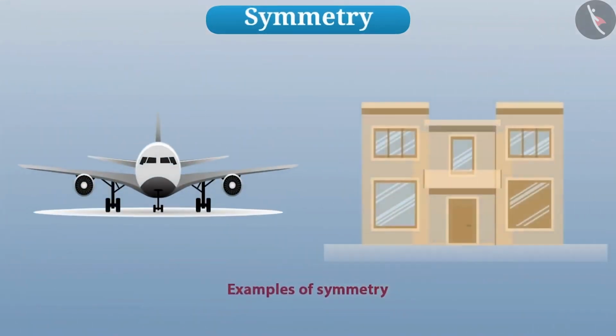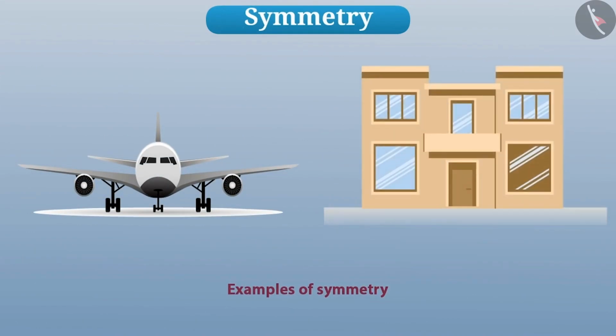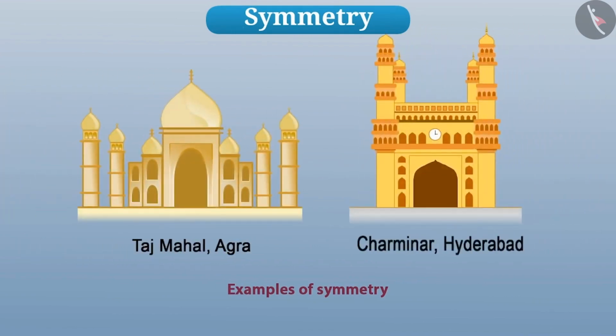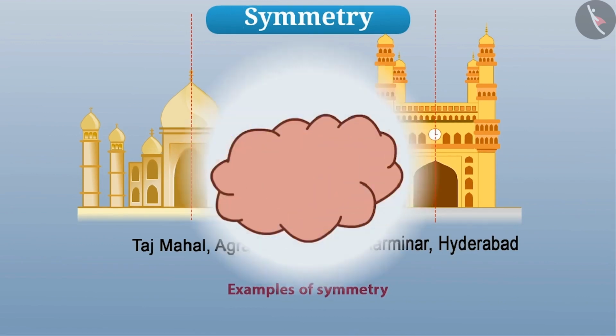Symmetry is also often taken care of in making objects such as aircraft, houses, and many other things. Many buildings like Taj Mahal of Agra and Charminar of Hyderabad are famous for their architecture. The Taj Mahal and Charminar are suitable examples of symmetry. Look at their pictures on the internet.